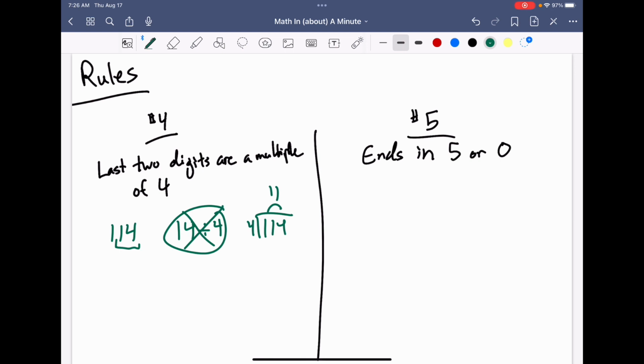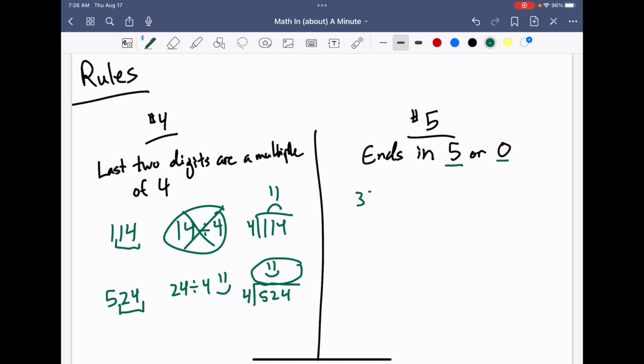But if I look at something like, let's say, 524, 24 is divisible by 4. That works out well. So again, if I want to, I can now divide 524 by 4, and I'm going to get something good in my answer. And then finally, let's look at the rule for the number 5. This one's easy enough. It just has to end in a 5 or a 0.